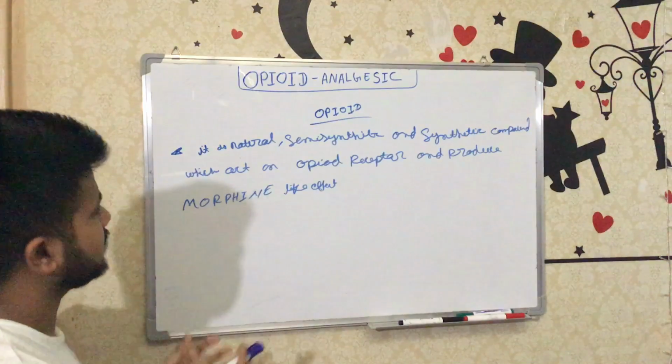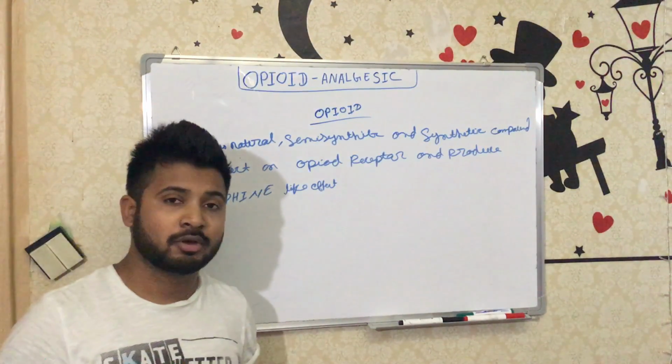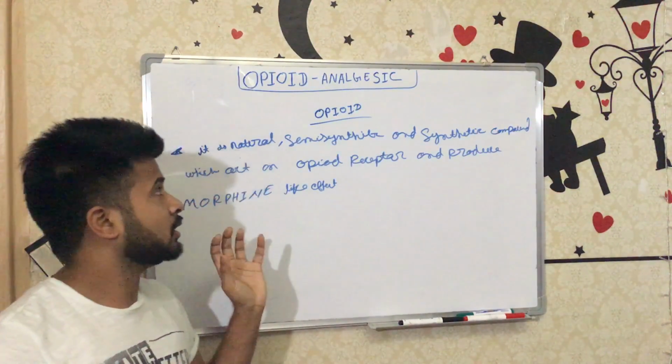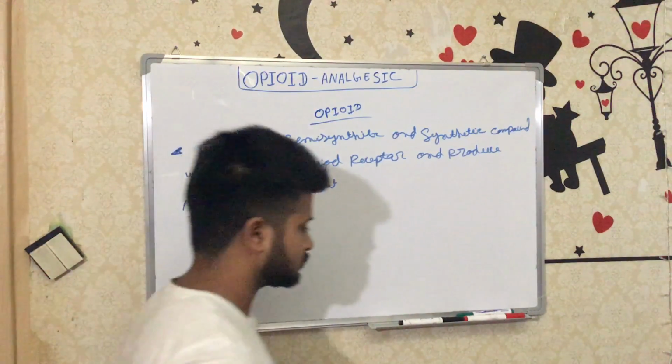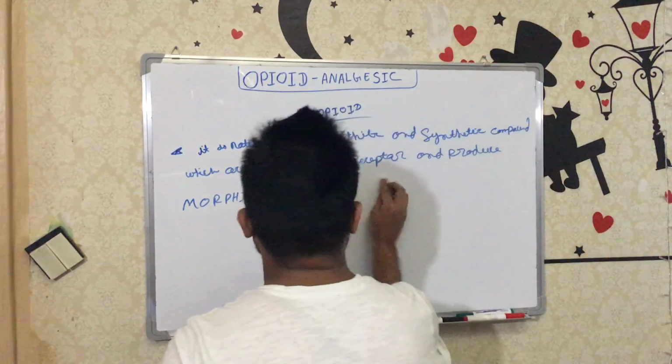Now we'll discuss the opioid receptor. First of all, what is the opioid receptor? Almost all opioid analgesic drugs act on the receptor, so it is very important to know about the receptor. Let's discuss the receptor.